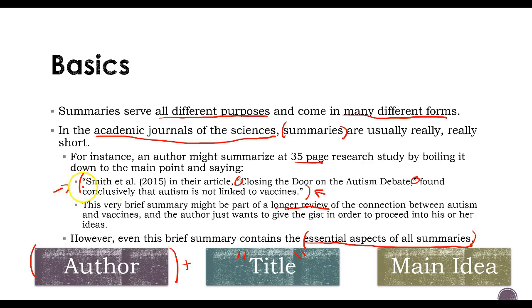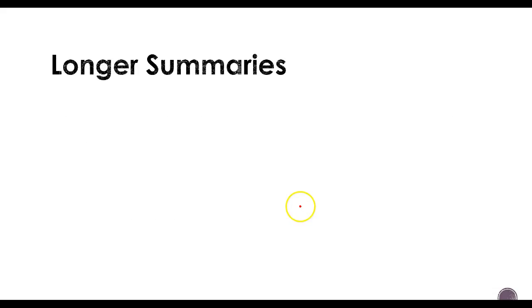So this right here, even though it's just one sentence, contains all of the essential aspects of a summary. It has the authors, Smith et al. It has the year because it's an APA style, which we'll talk about in 2 lessons. It has the title, "Closing the Door on the Autism Debate," and it has the main idea. They found conclusively that autism is not linked to vaccines. So there's a good example of a brief, short summary.